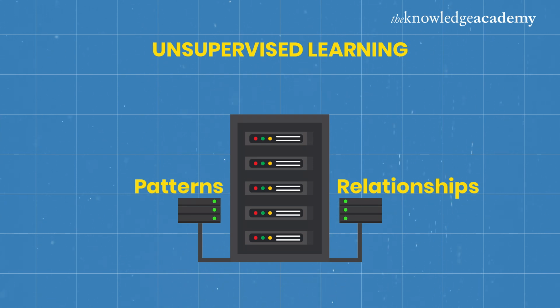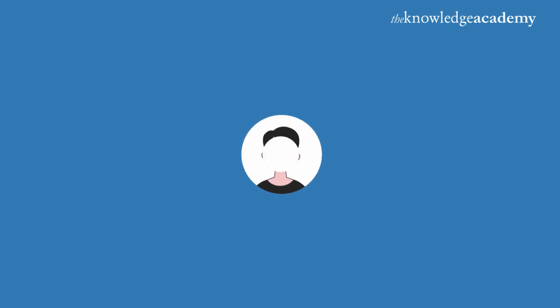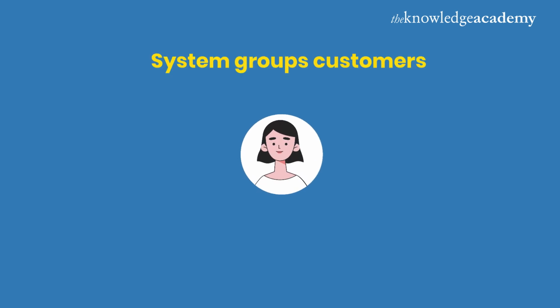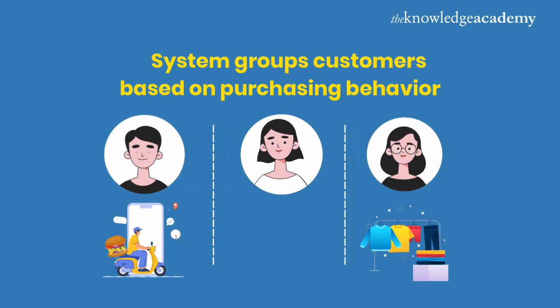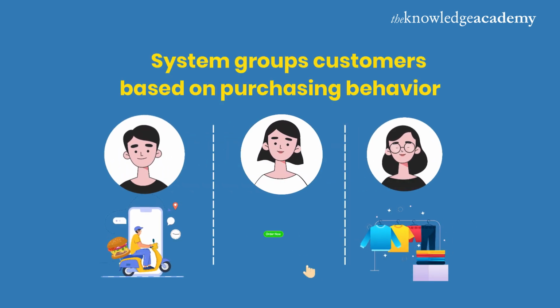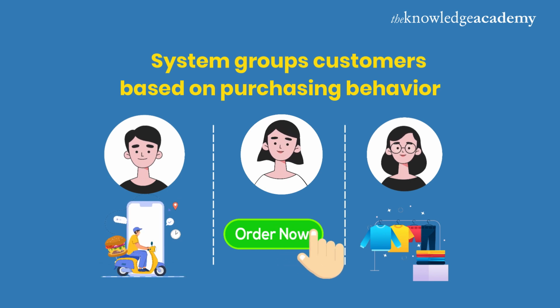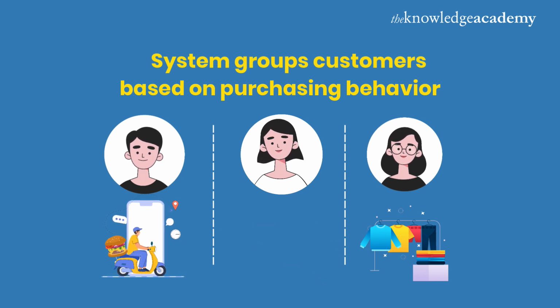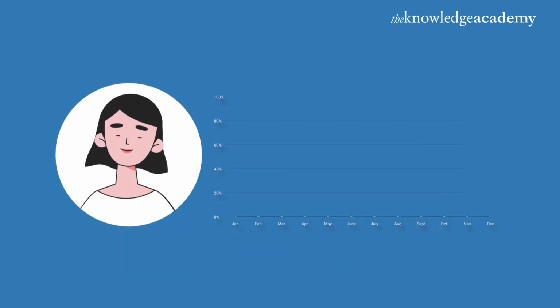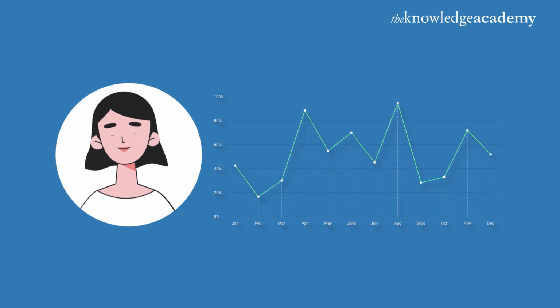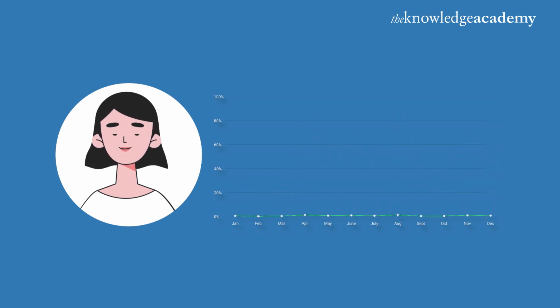Whereas in unsupervised learning, the system tries to find patterns and relationships in data without being given explicit instructions. An example is customer segmentation in marketing, where the system groups customers based on purchasing behavior. This helps companies target their marketing efforts more effectively by understanding different customer segments. Unsupervised learning is like discovering hidden patterns on your own, making sense of the data without guidance.